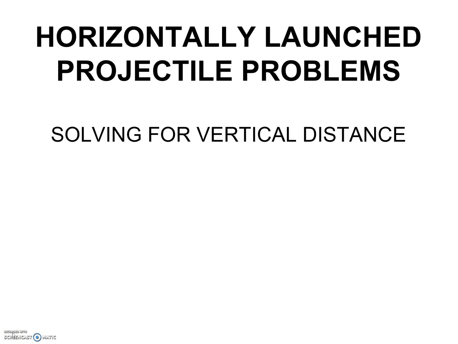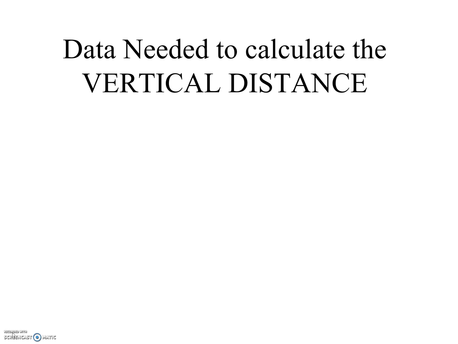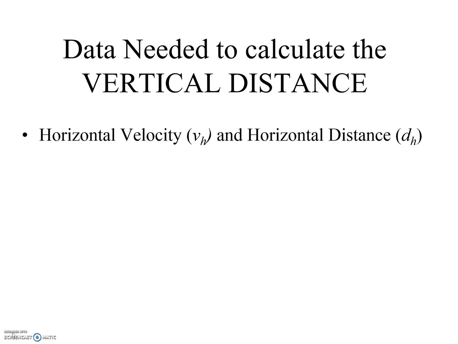Horizontally launched projectile problems. In this case, we're going to be given information to solve for the vertical distance an object is above the ground when it's released and moves as a projectile. The data we need to calculate the vertical distance: first, we need to know what the horizontal velocity of the projectile is. And we also need to know the horizontal distance that the projectile is going to move.